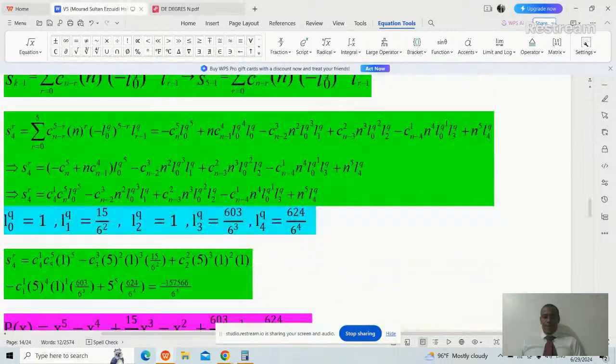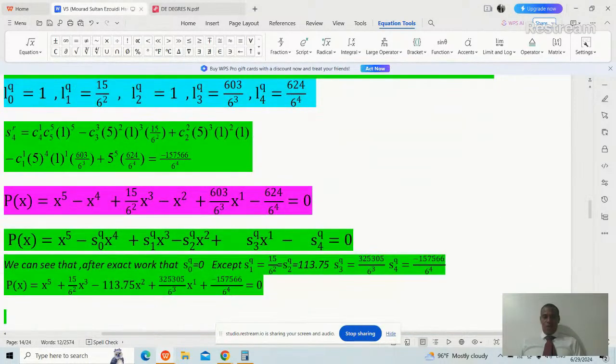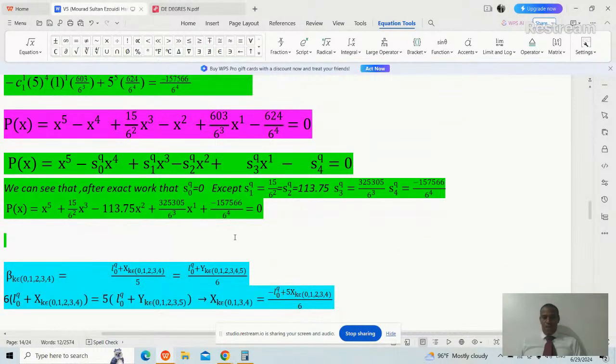Now we reached, or we wrote, our new polynomial to the power 5, this one. And of course, minus and minus will disappear, because minus S4 is negative 157,566 divided by 6 raised to the power 4, minus 1. Now you can see you get a polynomial to the power 5. Only S0 equals 0, the rest are different from 0. Now try to solve this. Okay, I will tell you that.